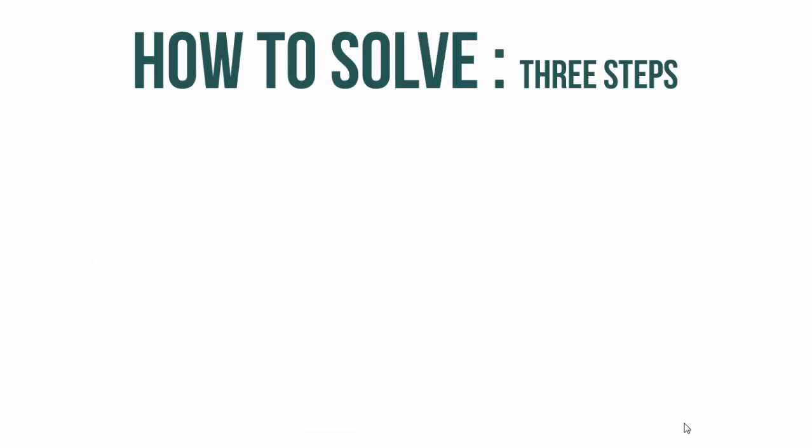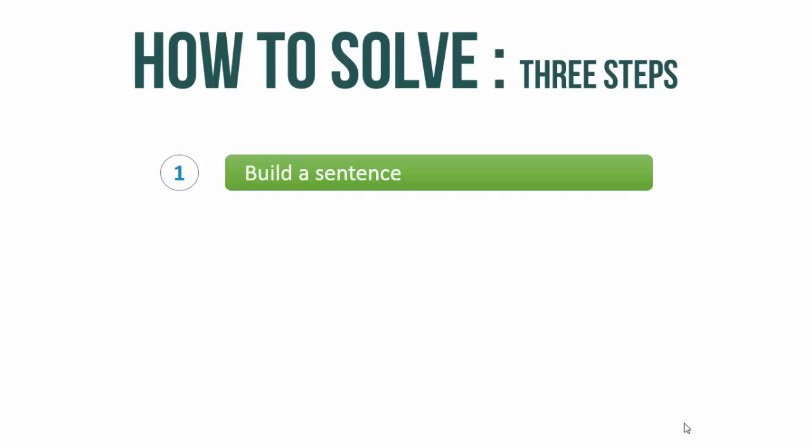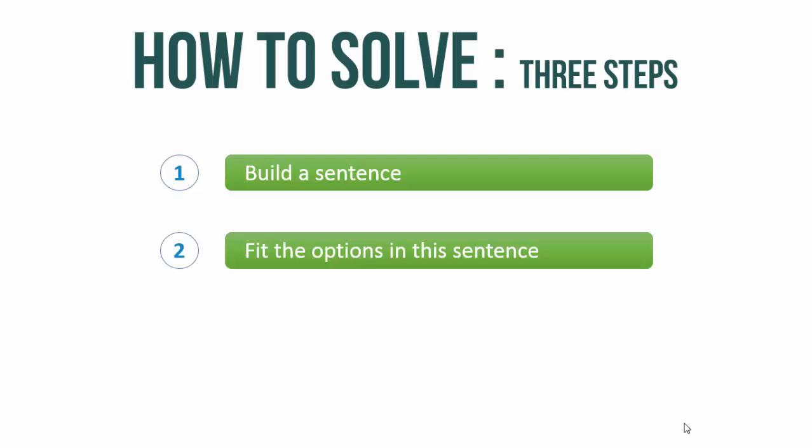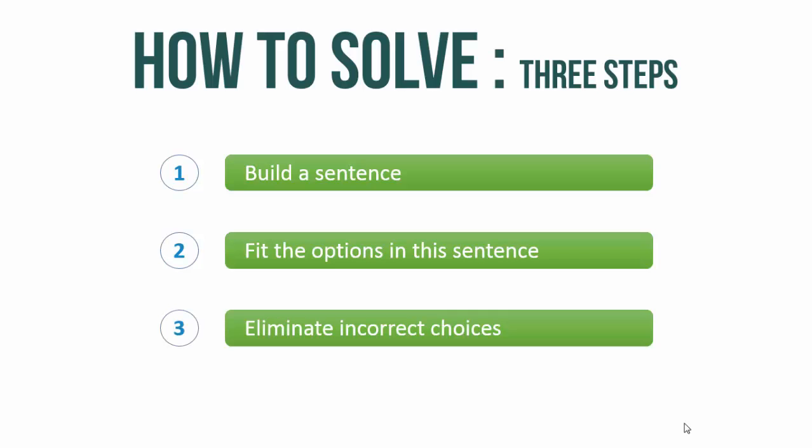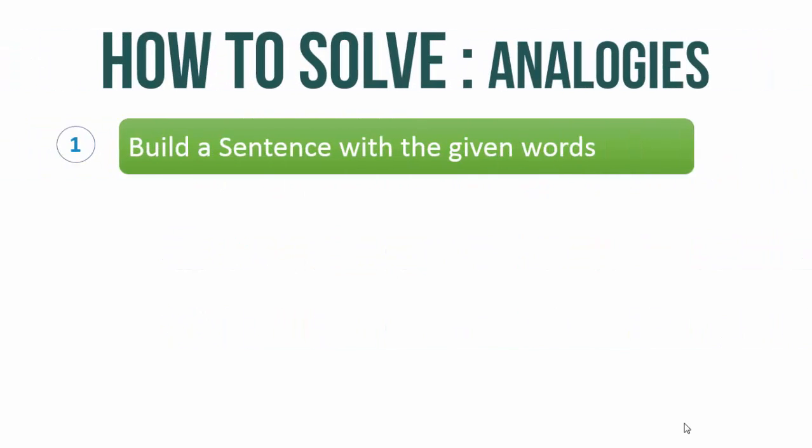So let's see how to solve this kind of a question. There are 3 main steps. Step 1 is to build a sentence. Step 2 is to fit the 5 options into that sentence. And step 3 is to eliminate whatever choices are incorrect. Let's look at it in detail with the help of an example.